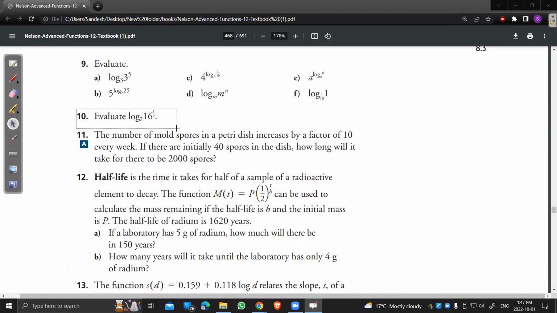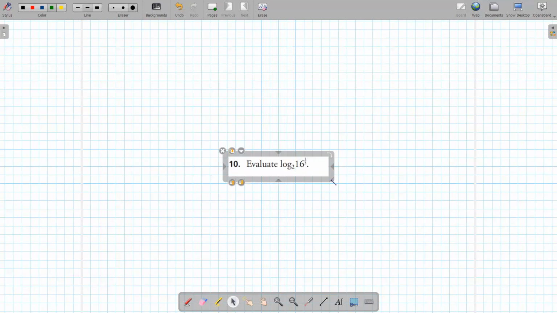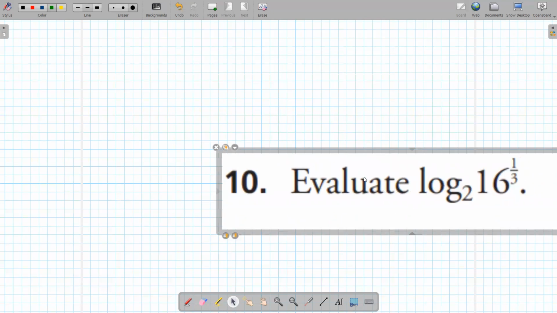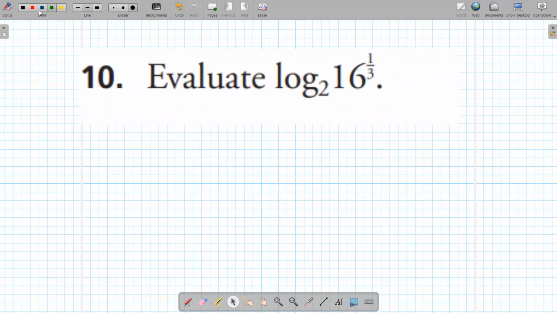This one's a little bit trickier though, because even though there is a log function and an exponential function, they don't have the same base. So the answer here is not 1 over 3. Okay, how do we do this? What do you think? I'll give you a hint. You need to write 16 in terms of 2, and then they will cancel out.